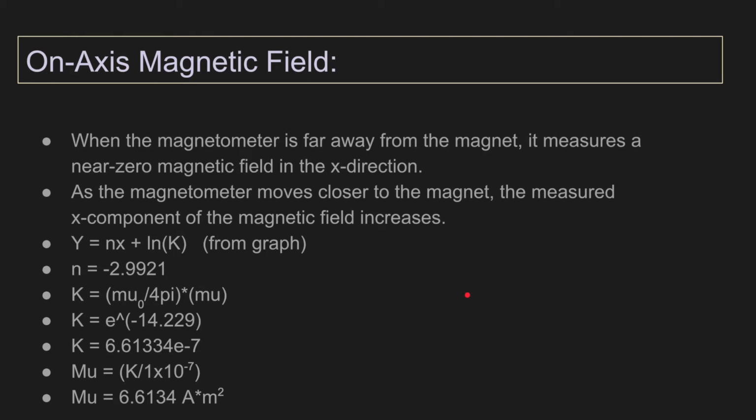K is equal to mu naught over 4 pi times mu. Since we want mu, we have to take e raised to the natural log of k, which allows us to solve for k. Then we manipulate the equation to solve for mu, which is 6.6134.